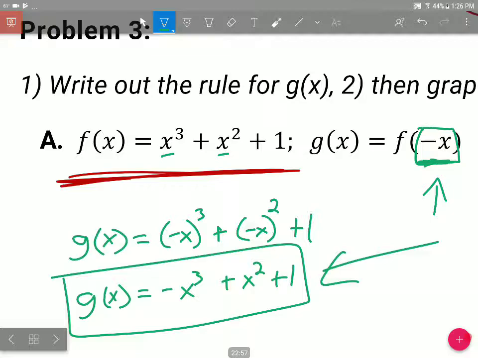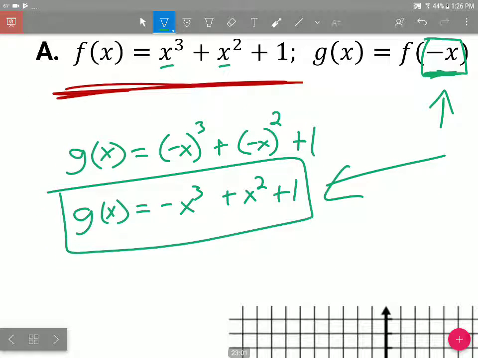Effect, all you did was add a negative out front. You're right. But if I wanted to, this is a reflection across the y-axis. This would be the equation if I reflected it across the y-axis. That would be the new equation. That's what it is. Cool?